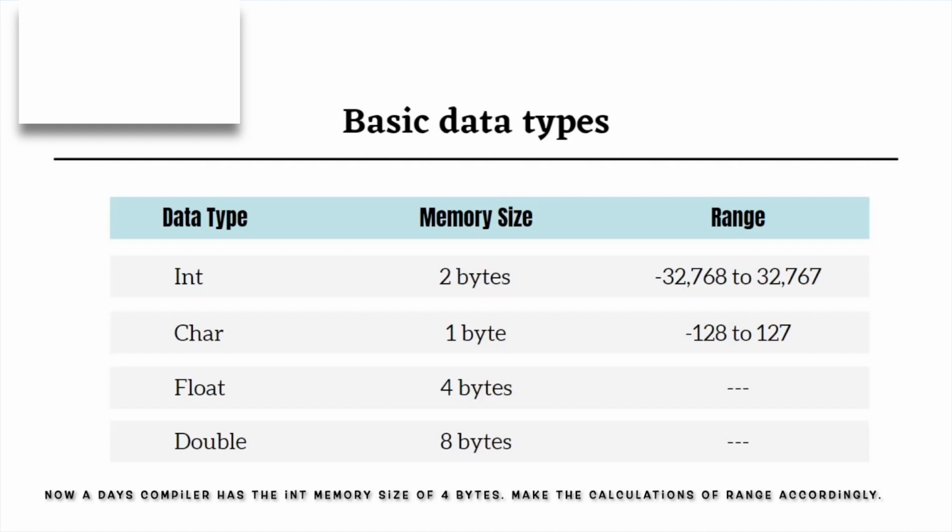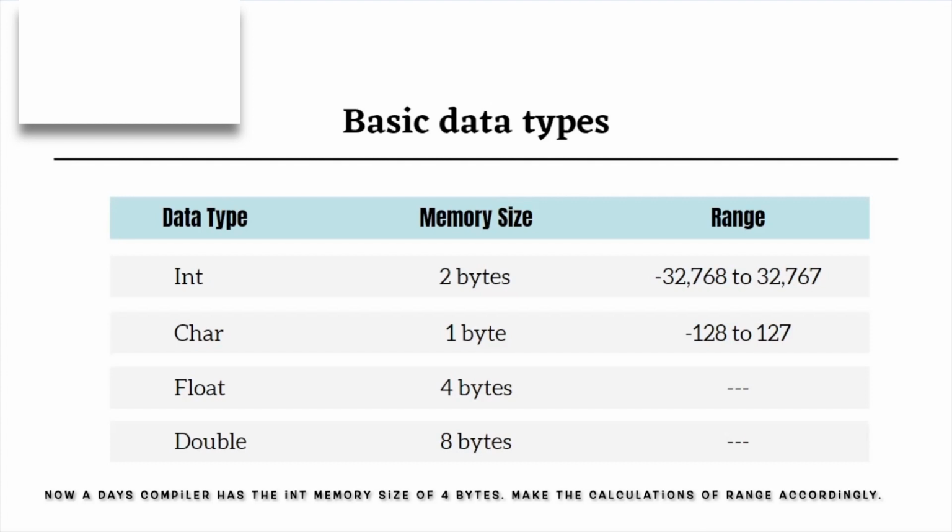And what is the character? So character are the alphabetical values. So for example, A, B, C, D in both lowercase and uppercase comes under characters. And next comes float. What is float? Float contains the point values. For example, 5.632 comes under float. 10.08, 11.23, these all comes under float.